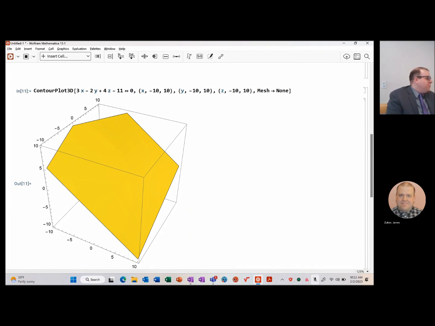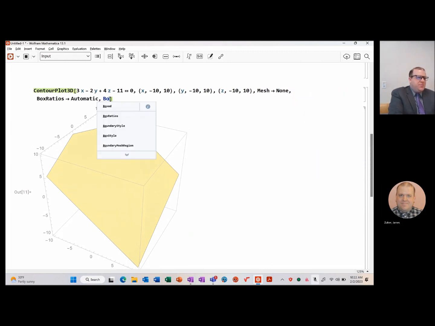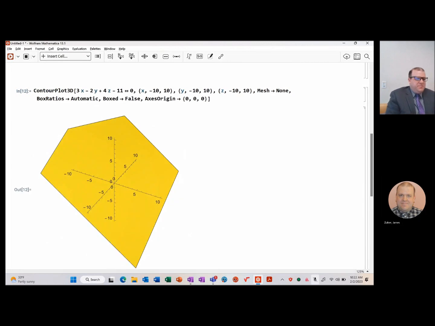All right, now I don't like that box. I want it to actually look like a coordinate system. So same thing as before. I'm going to be safe and just set box ratio to automatic. I'm going to turn boxed off. And set the origin to 0, 0, 0. That's what we now have.